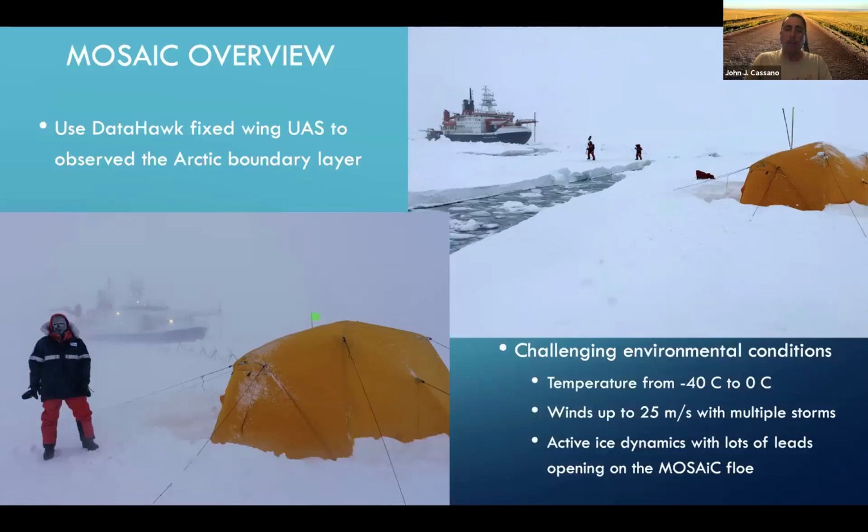Very challenging environmental conditions. We flew in temperatures from down to almost minus 40 degrees Celsius to as warm as 0 degrees Celsius. We had a lot of storms in the several months we were on the expedition, with winds up to 25 meters per second. That led to very active ice dynamics. So when we arrived, you'd get out and walk on the sea ice, and you really wouldn't realize that you're on sea ice because it was a continuous ice cover. But once the storm started rolling in, the ice became very dynamic, and we would have lots of leads that were forming that made it difficult to operate.